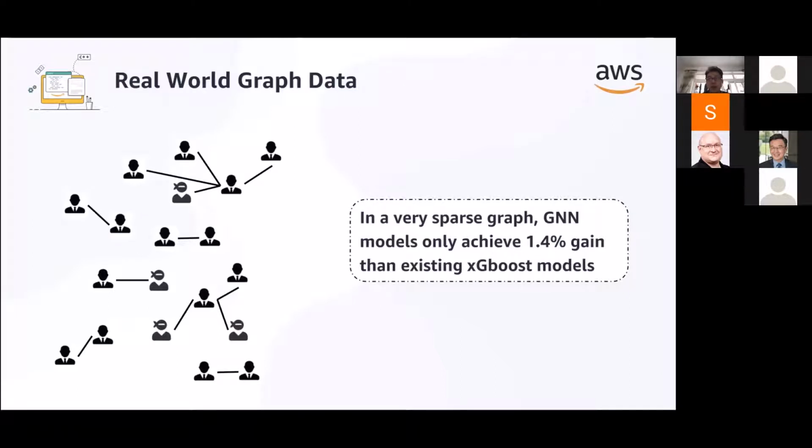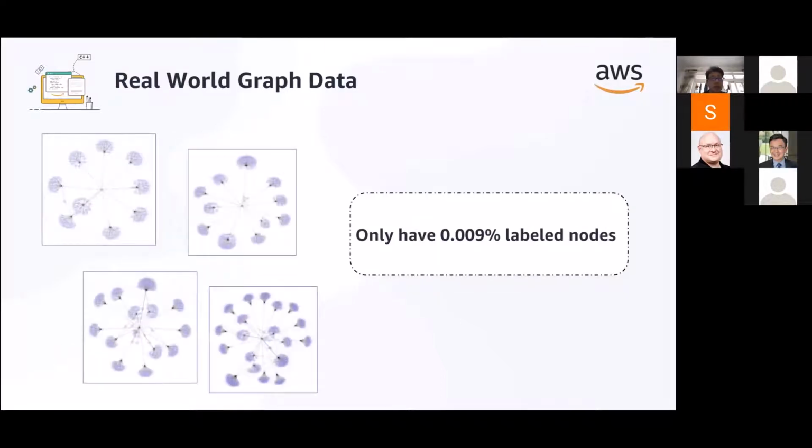With such sparse data, our GNN model may not work as well as it did in the academia domain. You can see that in this demo graph, there are a lot of dumbbell shapes, which means we only have one link connecting two nodes without any other connections. Also in real world data, labels are very expensive to obtain.